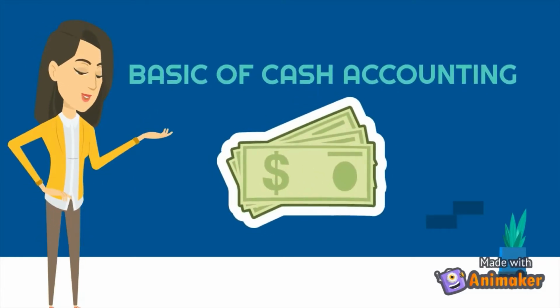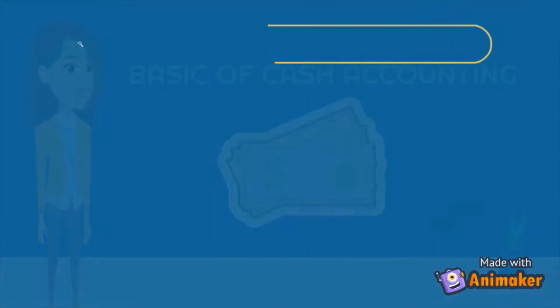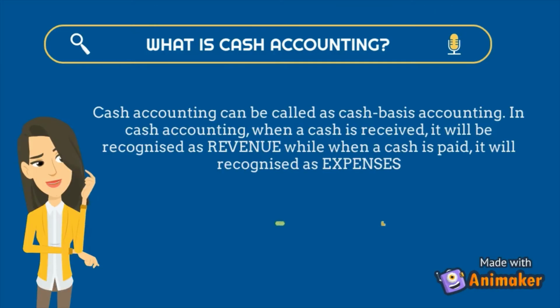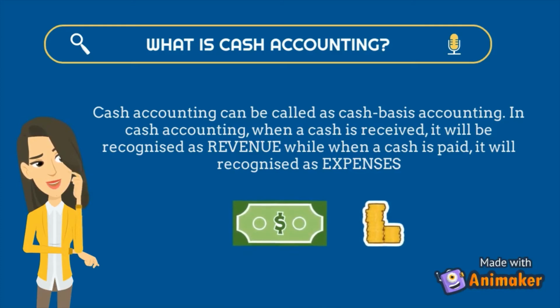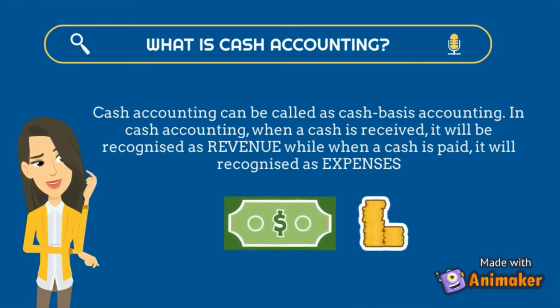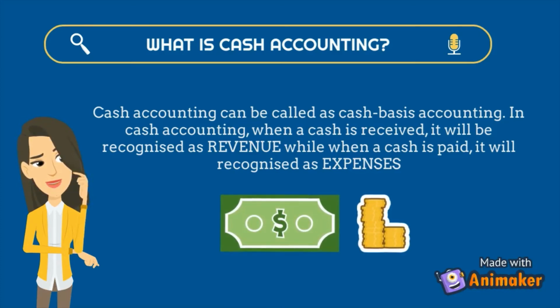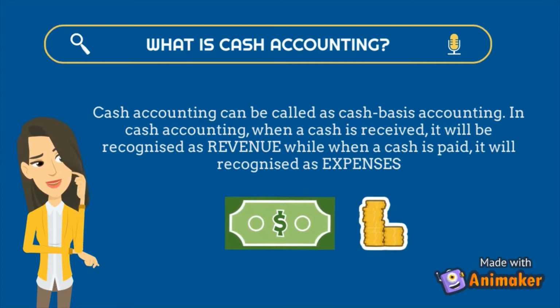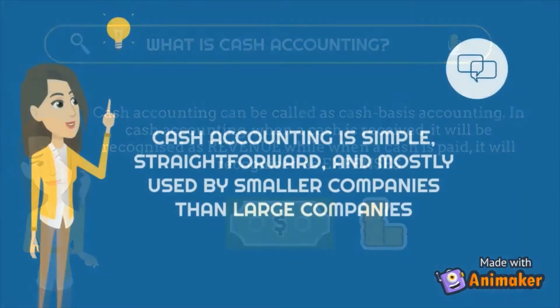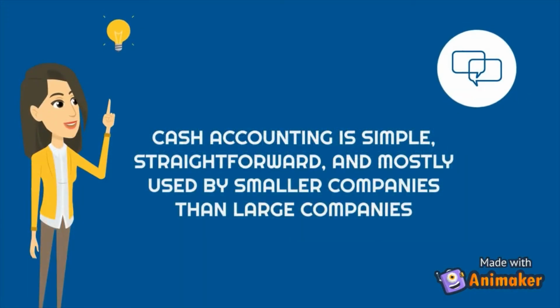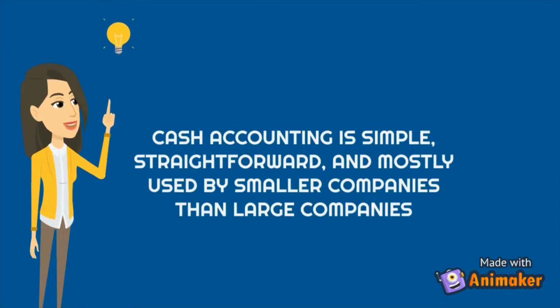Basics of cash accounting. What is cash accounting? Cash accounting can be called cash basis accounting. In cash accounting, when cash is received, it will be recognized as revenue, while when cash is paid, it will be recognized as expenses. Cash accounting is simple, straightforward, and mostly used by smaller companies rather than large companies.